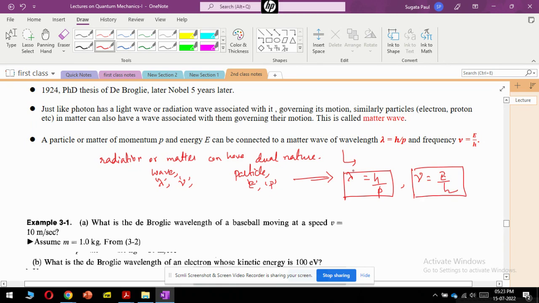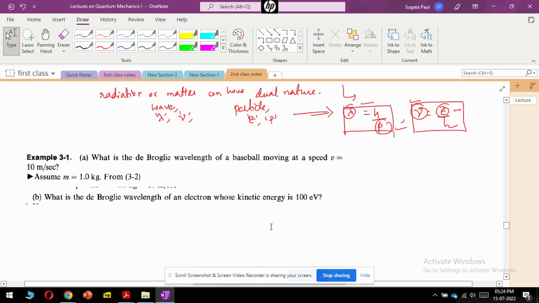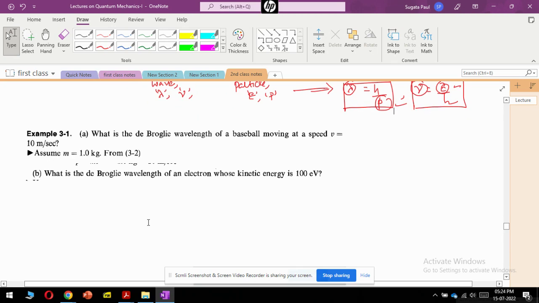So basically, here is how the wave nature, that is the lambda and nu, is connected to the particle nature, that is the momentum and the energy of the particle. So this is the concept of matter wave that we will discuss in more detail in the following classes. But for now, this is a brief idea that we have proposed here.